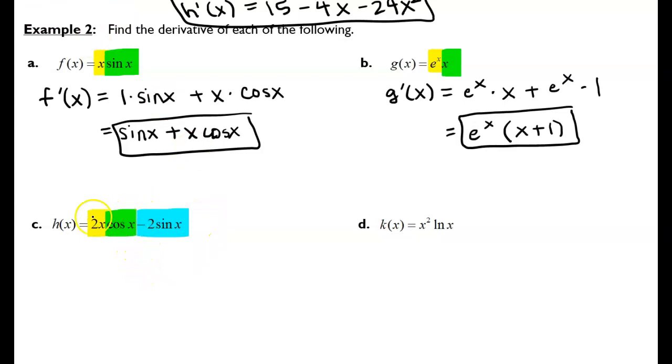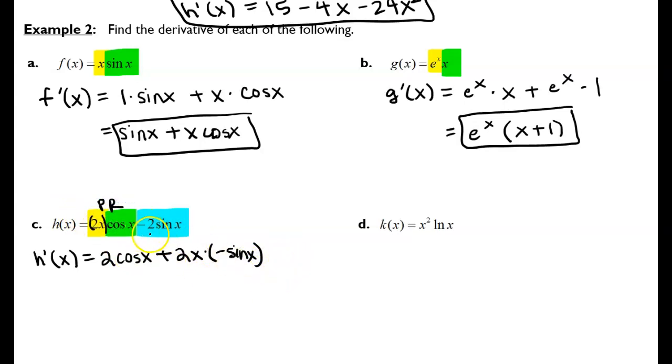One thing that's going to help you is if you keep this 2 with the x. Think of that as its own special term. So that's like my f of x in this case. All right, so my derivative of 2x is 2 times the second part cosine x plus 2x times the derivative of cosine x, which is negative sine x. So that was just the derivative of this part. I had to use the product rule right here.